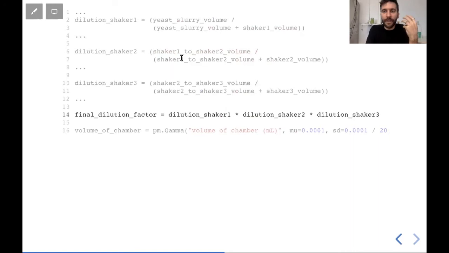And for the hemocytometer chamber, I'm modeling it as a gamma. It should be, again, on average, 0.0001 milliliters, or I guess cubic centimeters. And there's some standard deviation on there. I think I got that standard deviation from the manufacturer, and then I amplified it a little bit just in case. But that's our volume of chamber.